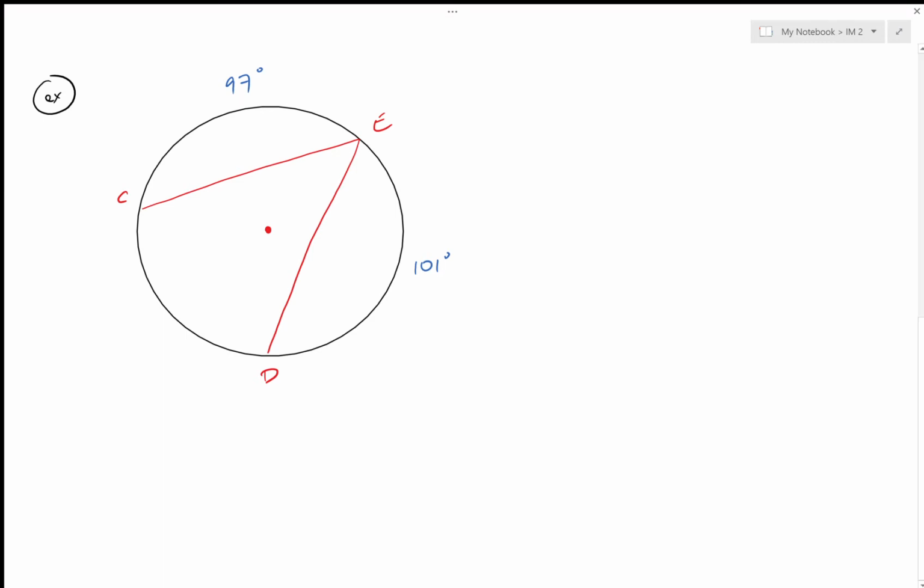And now the question that they're going to ask us is, what is the measure of angle CED? So it says angle, so that's the inside part. From C to E to D, I want to know how big that angle is. I need to find that piece in there. So that's my question mark. I don't know how big that is.